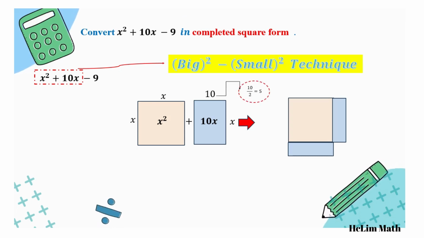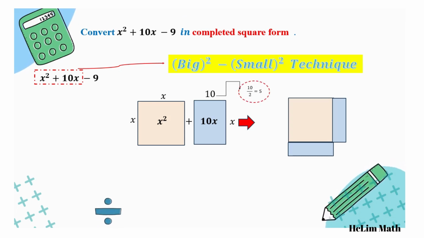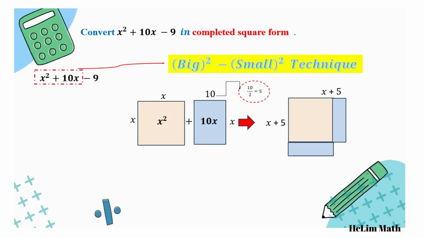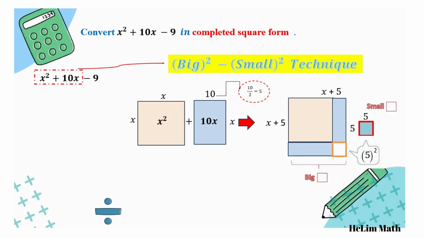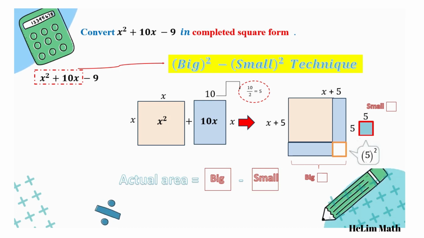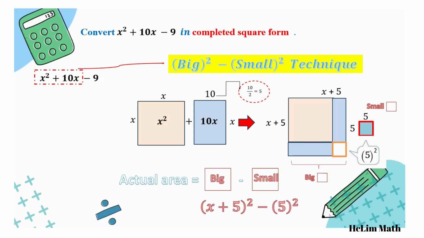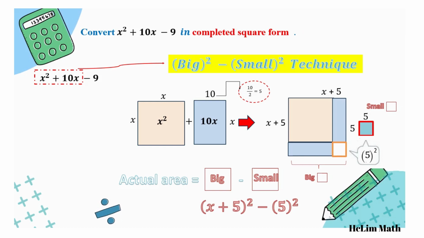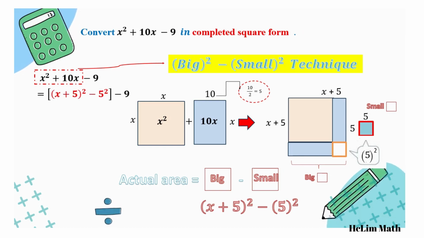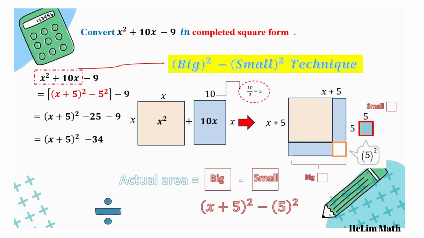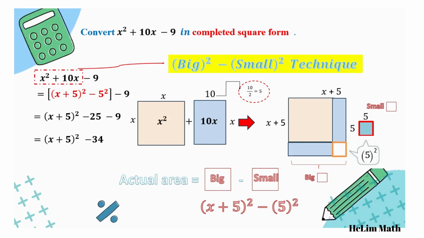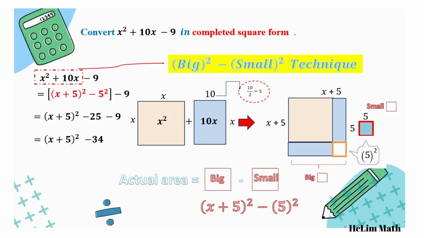by 2. In this case, it is 10 divided by 2. So we are going to get 5. So now the side of the big square is x plus 5 and the side of the small square is 5. By applying the technique of big square minus small square, we are going to have x plus 5 squared minus 5 squared. Now we copy the result into the actual question. We simplify it and we will get x plus 5 squared minus 34 as the completed square form of x squared plus 10x minus 9.